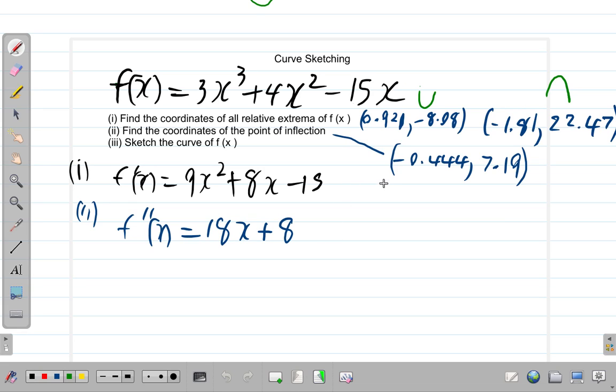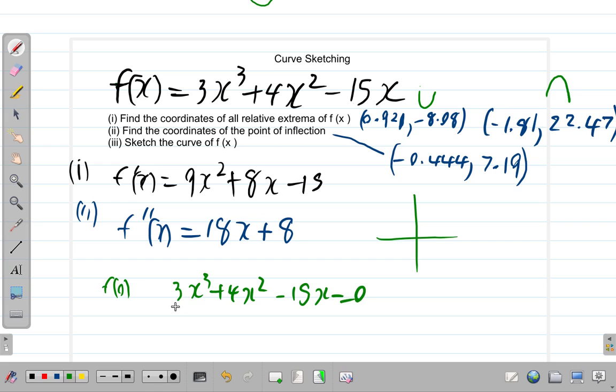Now, to sketch the curve, we need to know where it cuts the x and the y axis. When f of x is 0, we're talking about the x-axis. Where does it cut the y-axis? x is 0 on the y-axis. Then 3x cubed plus 4x squared minus 15x would be 0. Alright, let's factorize this. x outside the bracket, we have 3x squared plus 4x minus 15 equals 0.